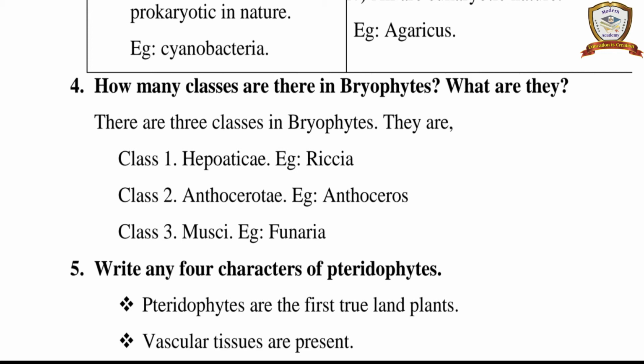They are: class 1 Hepaticae, example Riccia. Hepaticae has a spelling mistake, you correct it. It is a printing mistake. Okay students, just correct that. Hepaticae, H-E-P-A-T-I-C-A-E, strike out the extra letter.